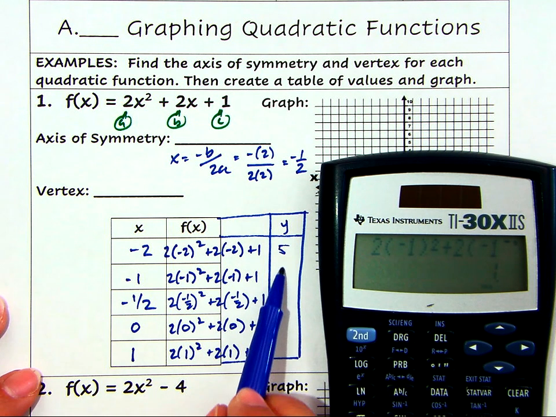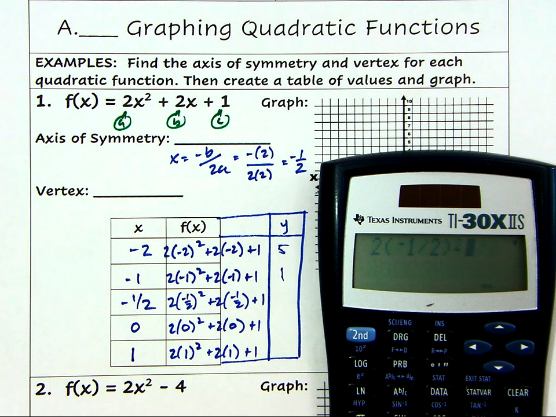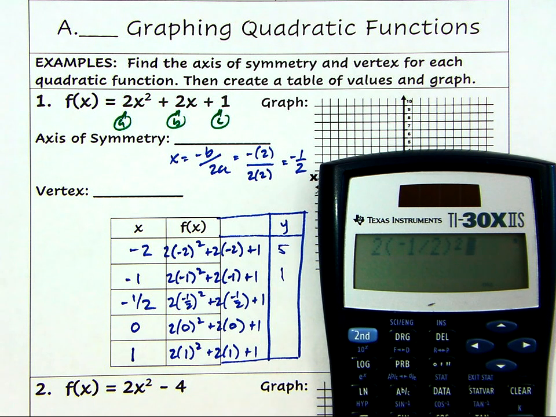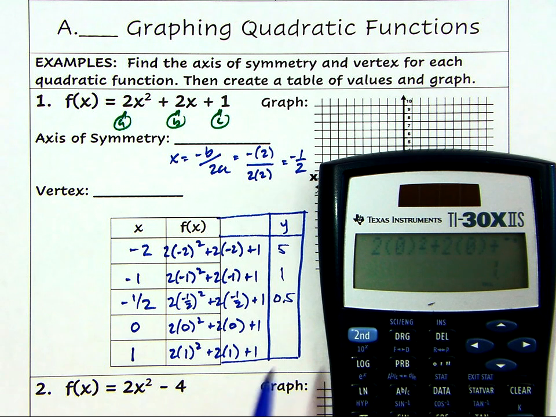Okay, 2 times negative 1/2 squared. Right, so you type in negative 1/2 as a fraction, plus 2 times negative 1/2 plus 1. Okay, so that's 0.5, which is 1/2. Okay, 2 times 0 squared plus 2 times 0 plus 1 is 1. And then 2 times 1 squared plus 2 times 1 plus 1 is 5.